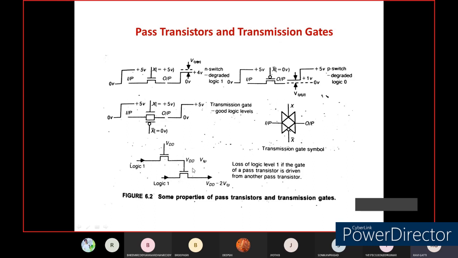If you create your pass transistor by using this method, your threshold voltage will be cumulative at the output terminal. Why? Because if you apply a logic 1 to this terminal, that is VDD, your output at this terminal will be VDD minus VTP, that is the threshold voltage. That is the propagated voltage you are going to see. Now this is the input for the next logic, and from this input you again need to subtract the threshold voltage. So what you will get is VDD minus 2 VTP.